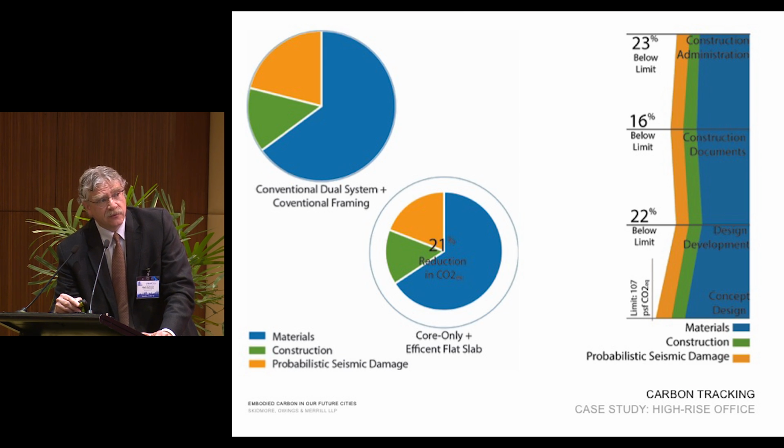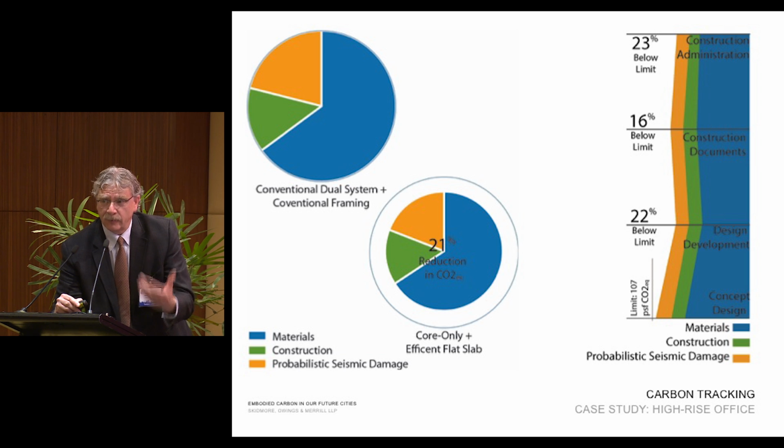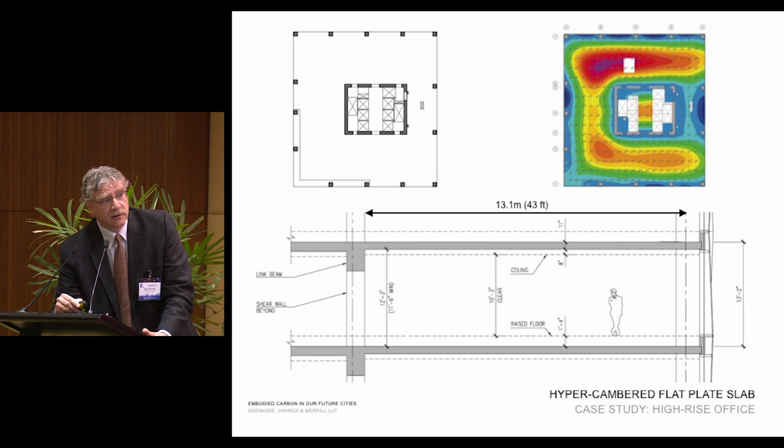So what we're able to do is reduce the material in the building, reduce the amount of carbon from a dual system to a core-only system through the phases of design. And again, moving toward this optimization, this idea of driving down the amount of material in the project.